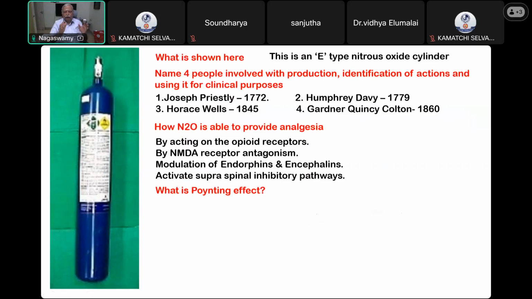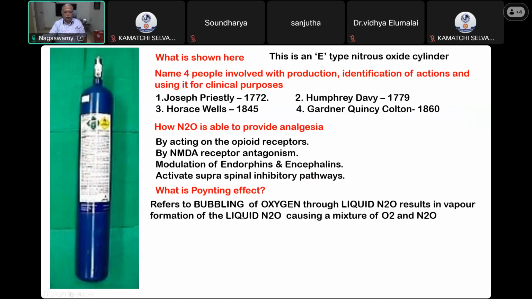So you have two different forms of gases. Nitrous oxide is in the liquid form, oxygen is in the gaseous form. So when you pass the gaseous oxygen into the liquid nitrous oxide, the liquid nitrous oxide also is vaporized to turn into a gaseous form and mix with that oxygen. That is called the pointing effect. So it refers to bubbling of oxygen through liquid nitrous oxide, resulting in vapor formation of liquid nitrous oxide, causing a mixture of oxygen and nitrous oxide. That is the answer that you have to give.